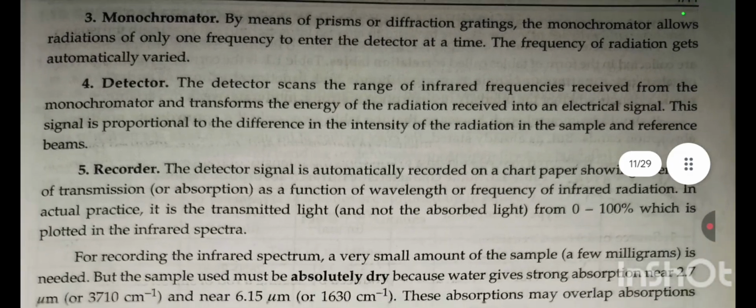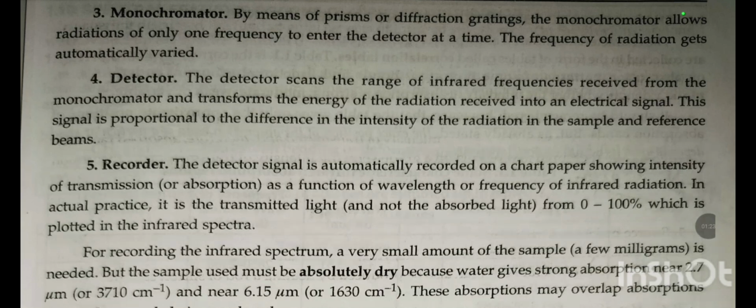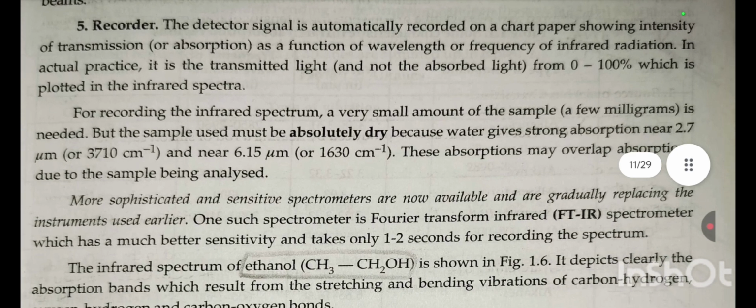Monochromator. By means of a prism or diffraction grating, the monochromator allows radiation of only one frequency to enter the detector at a time. The frequency of radiation is automatically varied. Detector. The detector scans the range of infrared radiation frequencies received from the monochromator and transforms the energy of radiation received into an electrical signal. This signal is proportional to the difference in the intensity of radiation in the sample and reference beams.